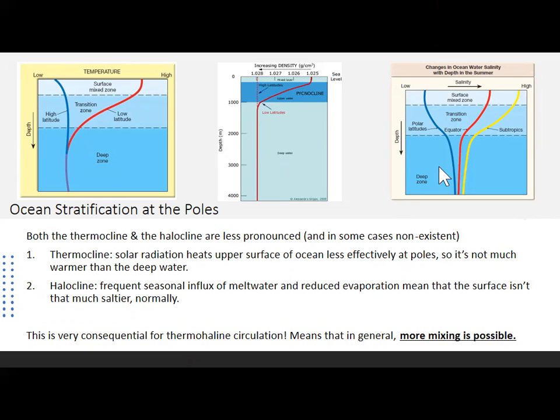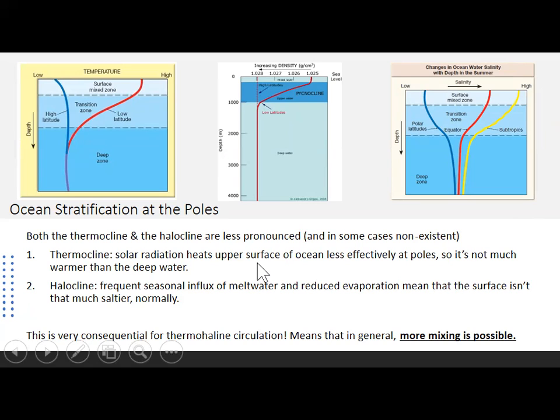Something else that happens because you have sea ice forming and melting seasonally, as well as the fact that you don't get as much evaporation, period, from the sunlight being weaker, is that the surface water isn't going to actually be all that salty. The diagram on the right does a nice job of showing just how relatively little difference there is in salinity between surface and deep water at the pole versus at the equator.